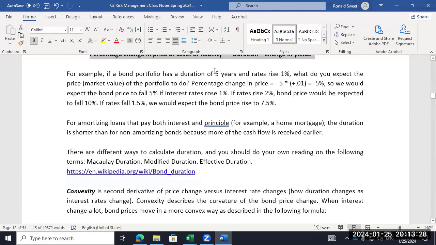So if a bond has a duration of 5 years and rates rise 1%, then you'd expect that bond to fall 5%.